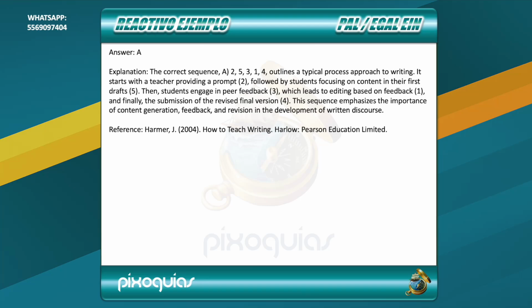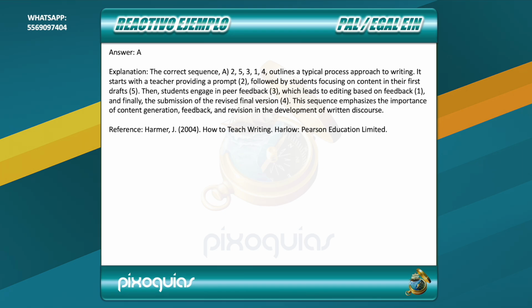This starts with the teacher providing a prompt, which is 2, followed by students focusing on the content in their first drafts, which is 5. Then students engage in peer feedback, which is 3. And this leads to editing based on the feedback, which is 1.